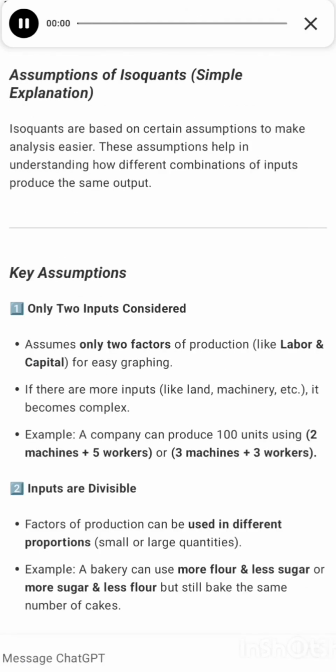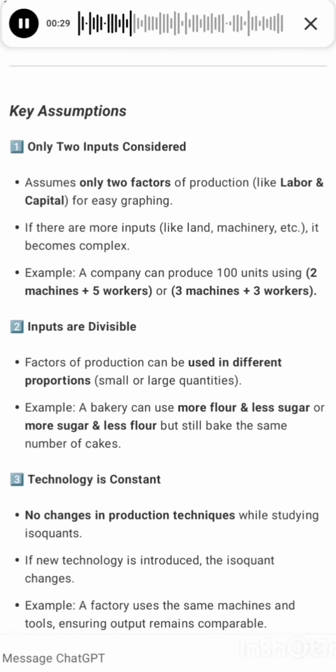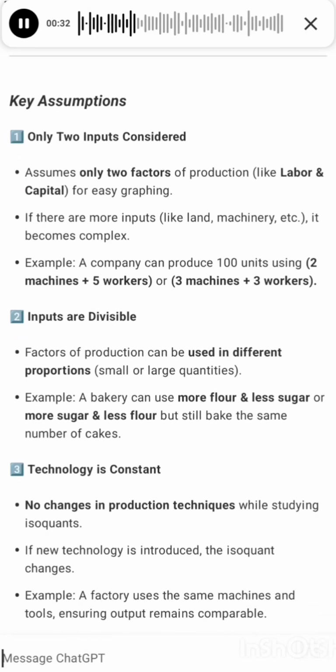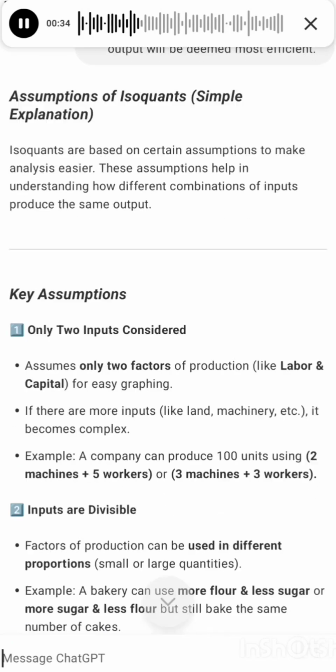Assumptions of isoquants, simple explanation. Isoquants are based on certain assumptions to make analysis easier. These assumptions help in understanding how different combinations of inputs produce the same output. 1. Only two inputs considered. It assumes only two factors of production, like labor and capital, for easy graphing. If there are more inputs like land, machinery, etc., it becomes complex. Example: a company can produce 100 units using 2 machines plus 5 workers, or 3 machines, 3 workers.